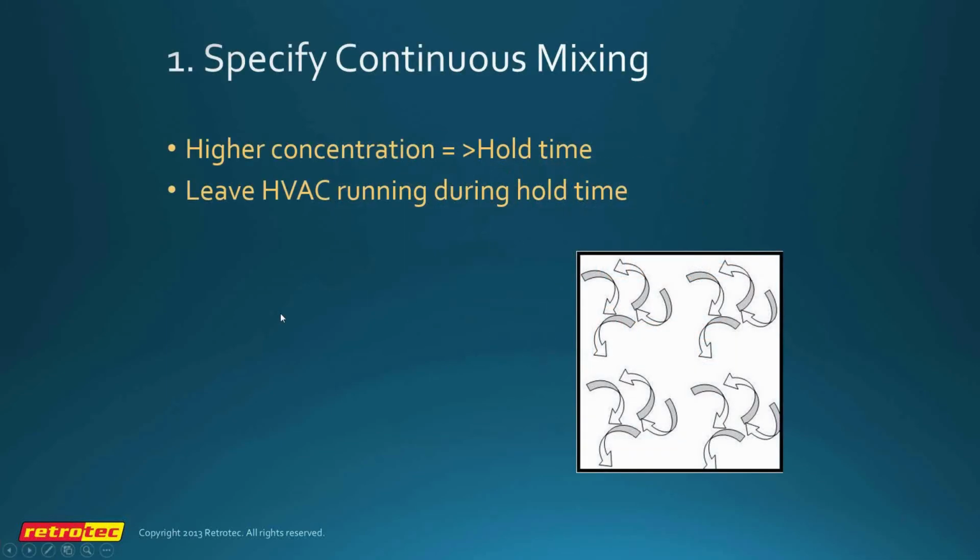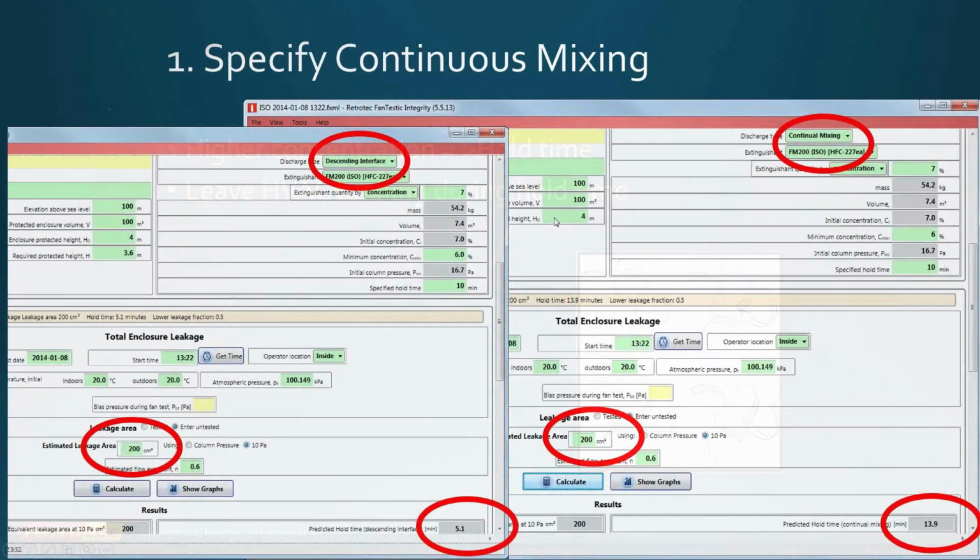So the first one is to specify, or at least take a look at the idea of continuous mixing. Generally, higher concentrations will give you longer hold times, and in order to get continuous mixing, we can do that by leaving the HVAC running during the hold time. In a lot of cases we have unintentional continuous mixing just caused by the thermal effects of hot equipment in the room or the cooling fans that are inside the equipment.